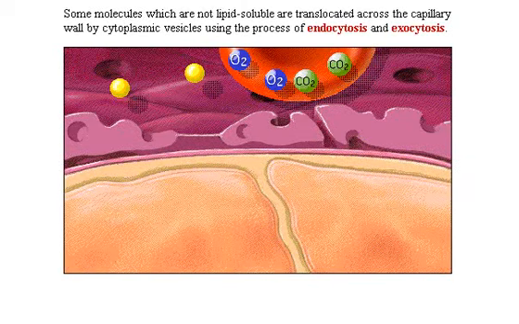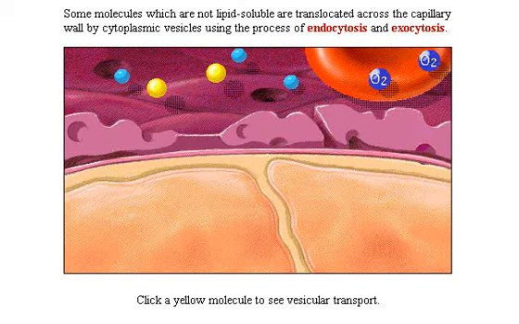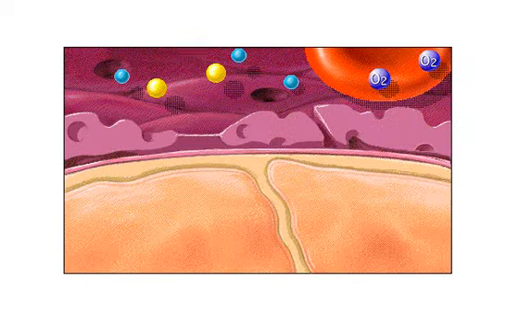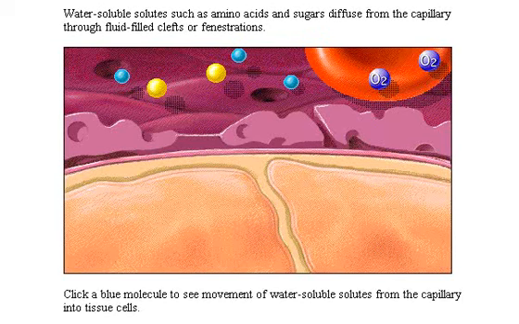Some molecules which are not lipid-soluble are translocated by cytoplasmic vesicles using the processes of endocytosis and exocytosis. Click a yellow molecule to see vesicular transport take place. Water-soluble solutes, such as amino acids and sugars, diffuse from the capillary through fluid-filled clefts or fenestrations. Click on a blue molecule to see how water-soluble solutes move from capillaries into tissue cells.